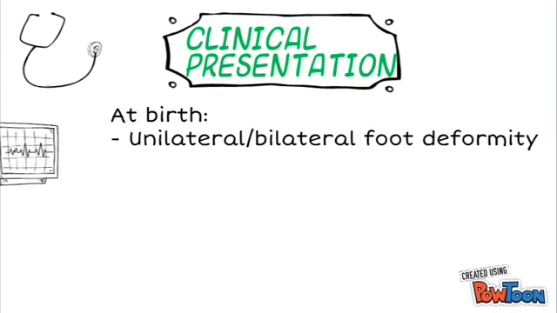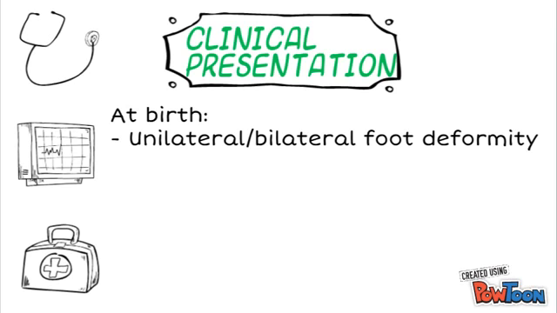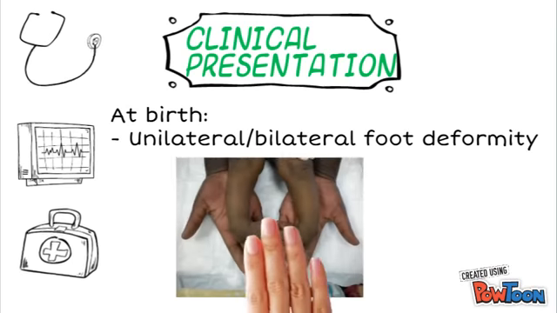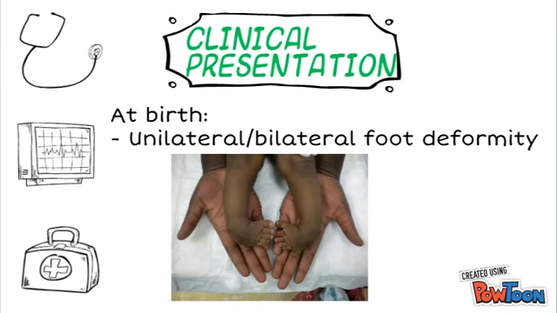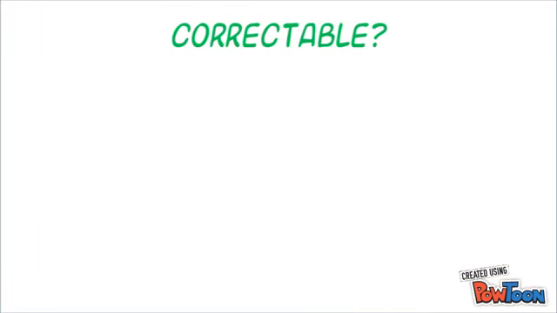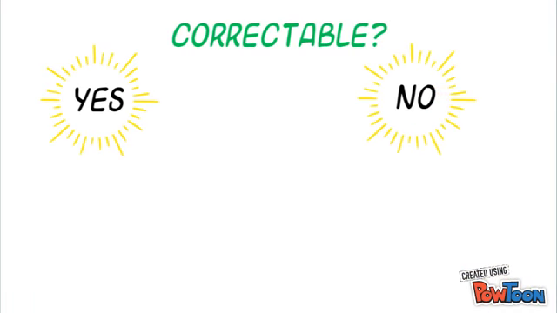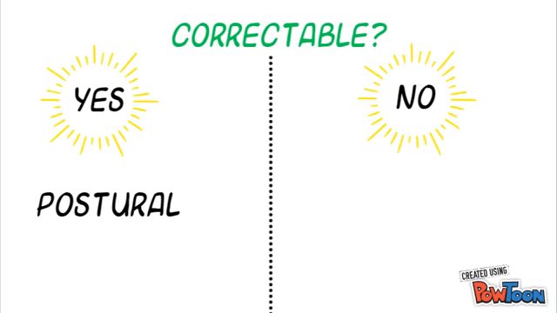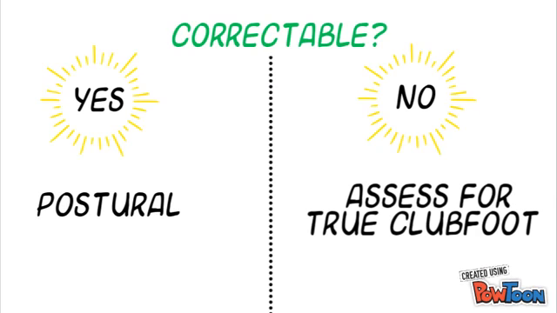After delivery on neonatal examination, one would notice a deformity of one or both lower legs with regards to the position of the foot. As shown in the picture, the foot or feet will appear turned inwards and upwards with varying severity. If clubfoot is suspected, your next step should be to attempt to passively correct the deformity to the normal anatomical position of the foot. If this is possible, it is probably postural due to in utero molding, and parents can be reassured that it will correct over time. If it is not correctable, assess for true clubfoot.